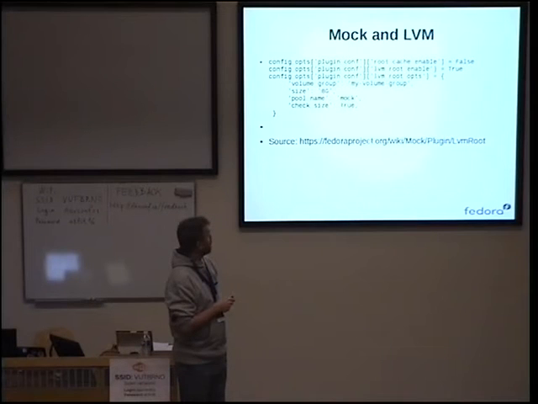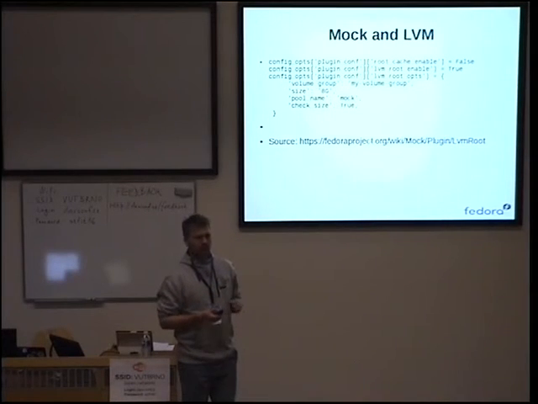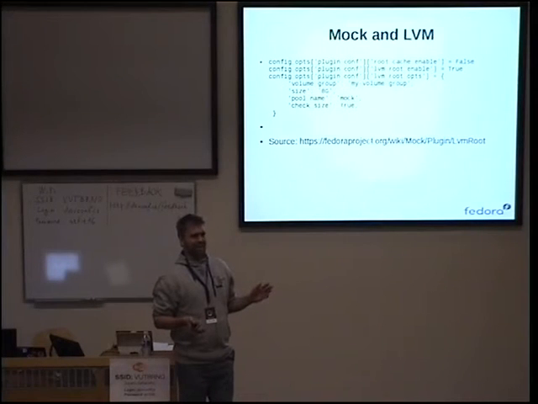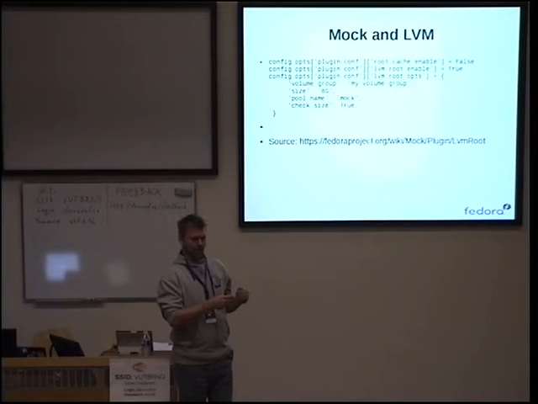But LVM works differently. So first, you need to disable the root cache. It doesn't make sense to have two caches. And you enable the LVM root. And then you specify some volume group. And in that volume group, mock will create a thin pool, which is another interesting feature of LVM, where you can allocate more data than actually exists, and it works on snapshots. So instead of creating a tar file, it will create a volume in LVM, and next time you are building, it will create a snapshot of that volume, a thin volume snapshot. So it means it doesn't copy the data, it just copies the differences from the original thin volume.